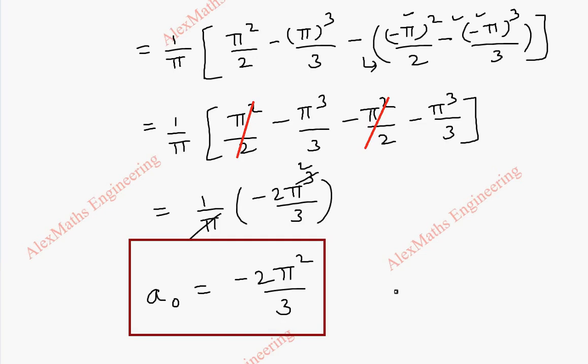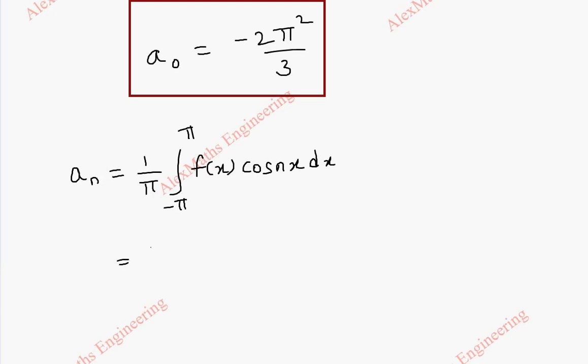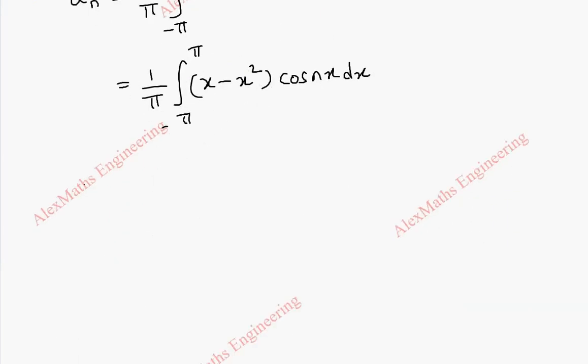In the same way, we are going to find an. So the formula for an is an equal to 1 by pi integral minus pi to pi f of x into cos nx dx, and this is 1 by pi integral minus pi to pi x minus x square into cos nx dx. Now we are going to use Bernoulli's formula.